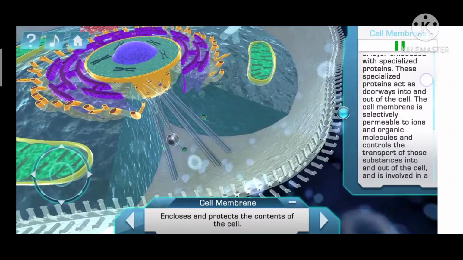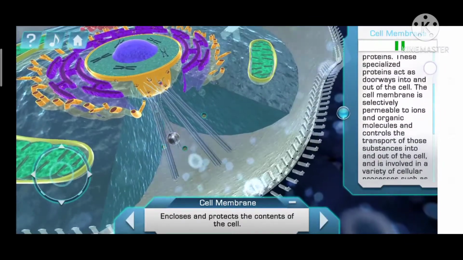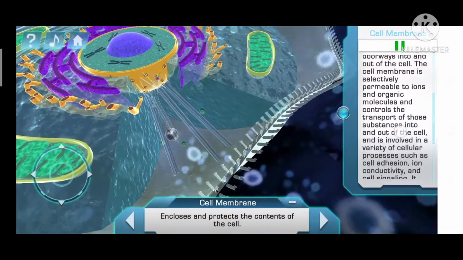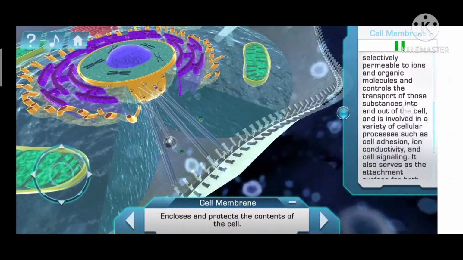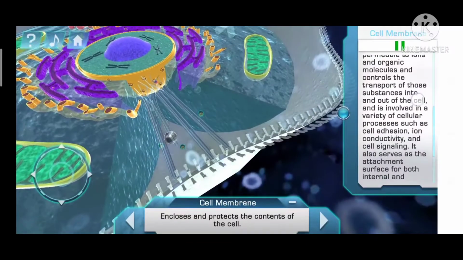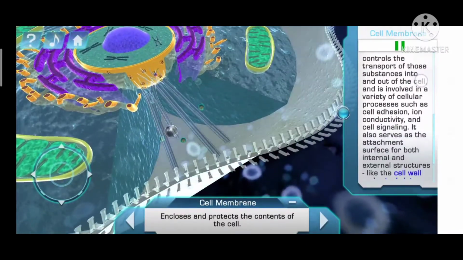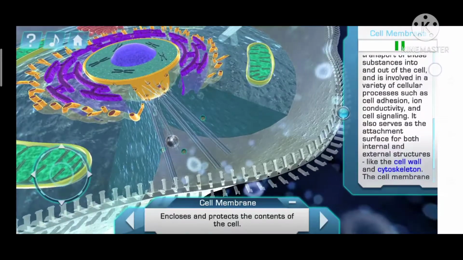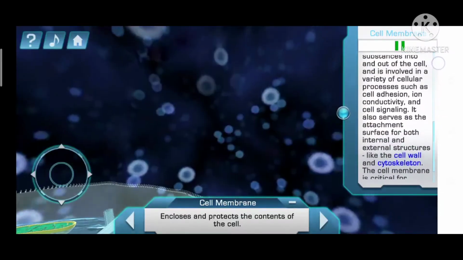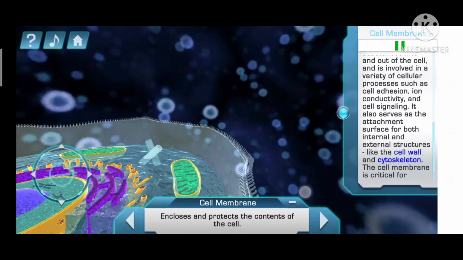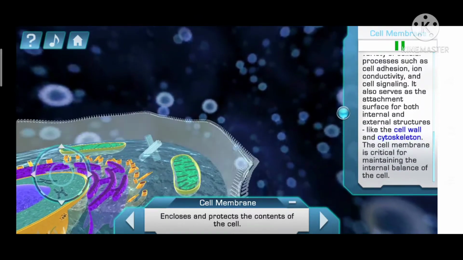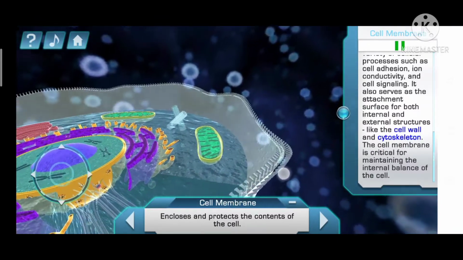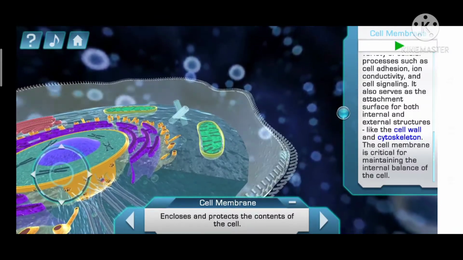The cell membrane is selectively permeable to ions and organic molecules, and controls the transport of those substances into and out of the cell, and is involved in a variety of cell processes such as cell adhesion, ion conductivity, and cell signaling. It also serves as the attachment surface for both internal and external structures, like the cell wall and cytoskeleton. The cell membrane is critical for maintaining the internal balance of the cell.